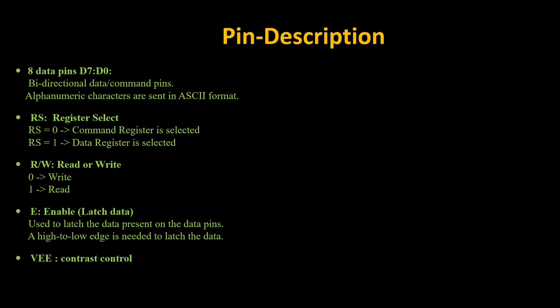So we have 8 data pins, which are D0 to D7. It is bidirectional. It can take in data as well as command information, both together. Alphanumerical characters are sent in ASCII format. So if you want to send the character A, the character A itself will not be sent. Instead, the ASCII value of A will be sent, so that you can see it on your display, right? So we have understood about RS, which is your pin.